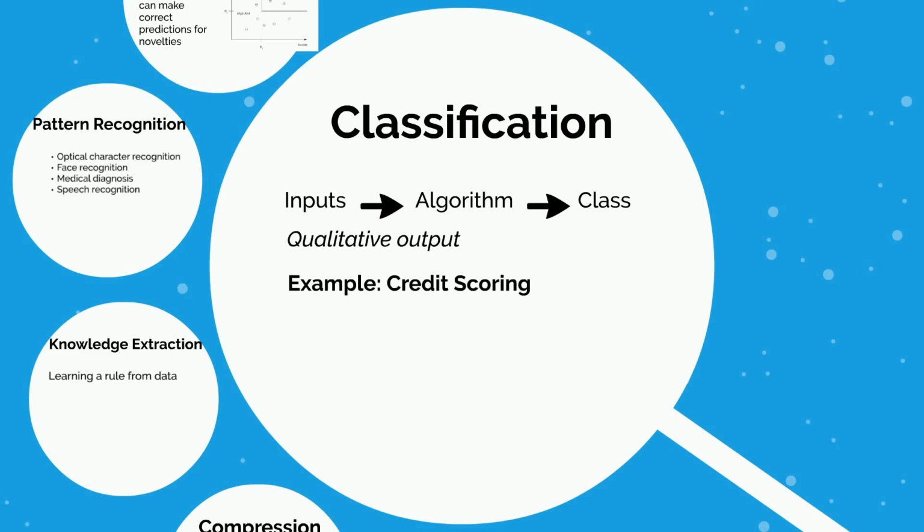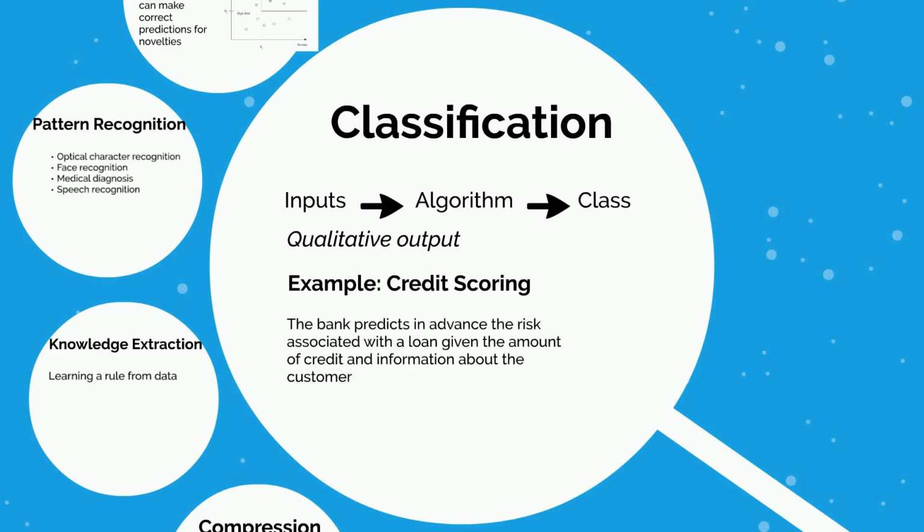So let's look at an example, credit scoring. Not necessarily generating a credit score, but using that credit score to predict in advance whether a customer is going to be a high risk or low risk loaner. So the bank wants to use this to determine how good of a loan they can give you.